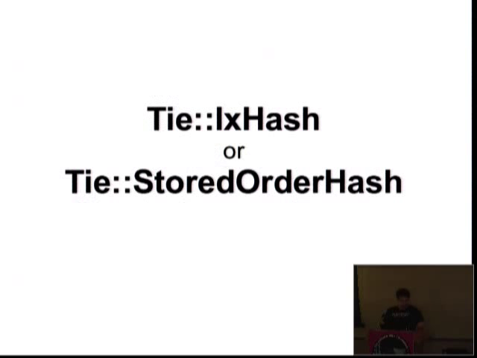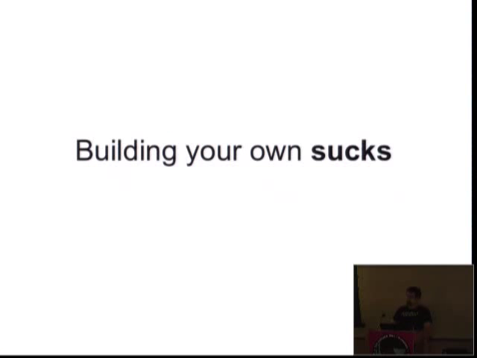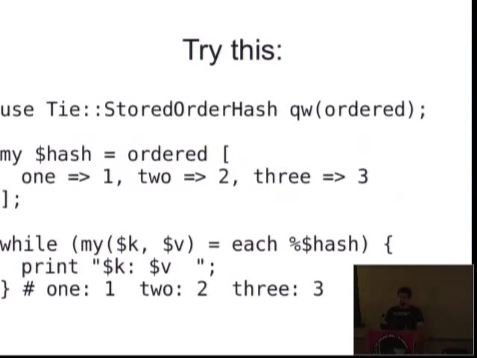So, wrangling data structures and types. We're down to 10 minutes. Here I go. Tie::IxHash, Tie::StoredOrderedHash. Building your own implementation of these sucks. So just use this. I personally prefer Tie::StoredOrderHash, but Tie::IxHash is the granddaddy there. And so if you need a hash whose elements come out in some particular order, you can create it.